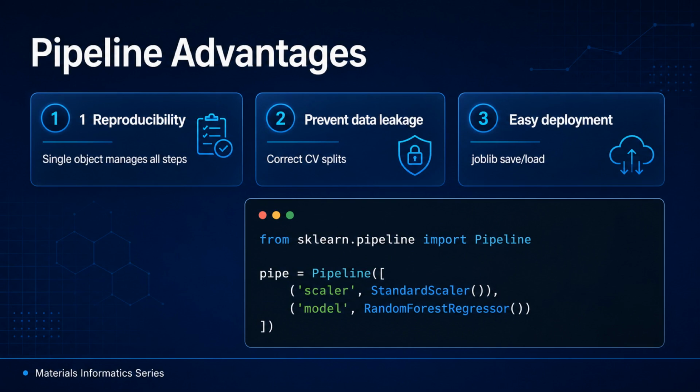Pipelines offer three key advantages. First, reproducibility. A single pipeline object manages all processing steps, ensuring consistent application to training and test data. Second, preventing data leakage. Cross-validation correctly fits scalers only on training folds. Third, easy deployment. Save and load entire pipelines with joblib for production use.